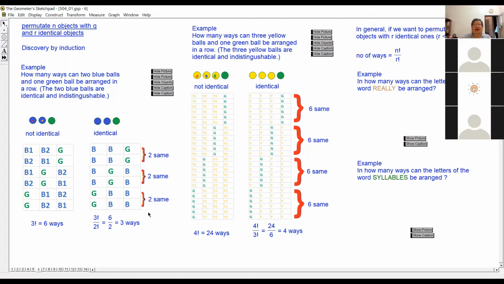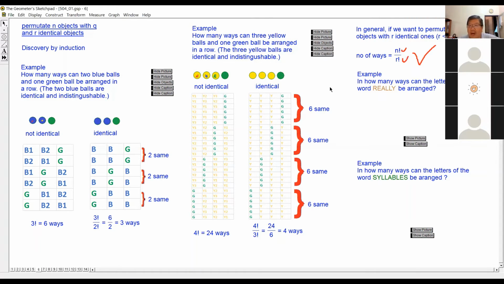So now, in general, we talk about this side here, right? In general, if we want to permutate n objects, and there are r identical ones, what should we do? We use n factorial divided by r factorial. Of course, the r must be less than the n. The number of identical objects must be less than the total number of objects. Any questions so far?